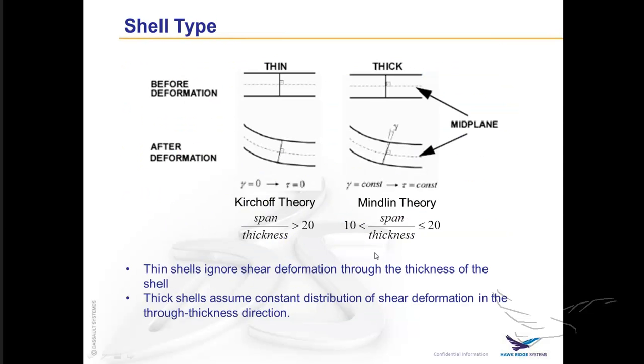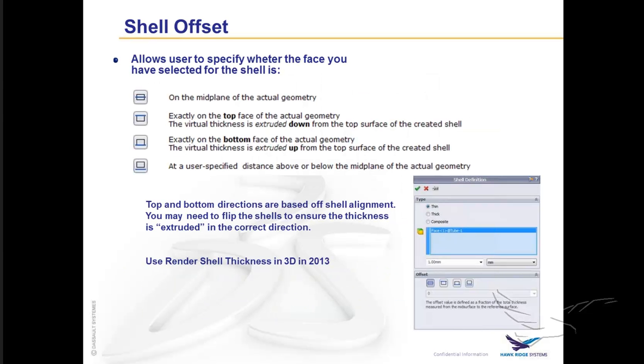And a question about thin and thick shells. Basically, thin shells ignore shear deformation, and thick shells assume a constant distribution of shear deformation. If you're not sure, I recommend going with thick first. You always do want to run some comparisons to make sure that your assumptions are valid.